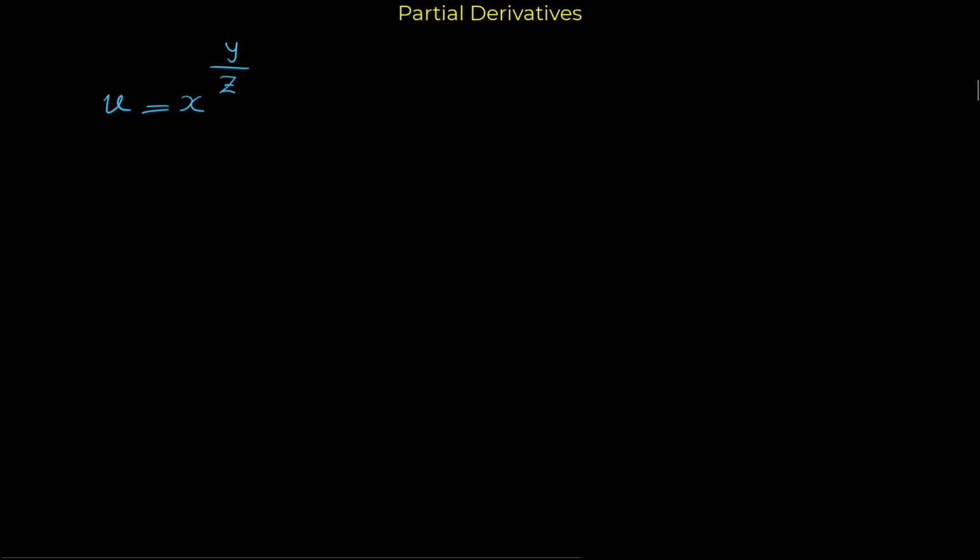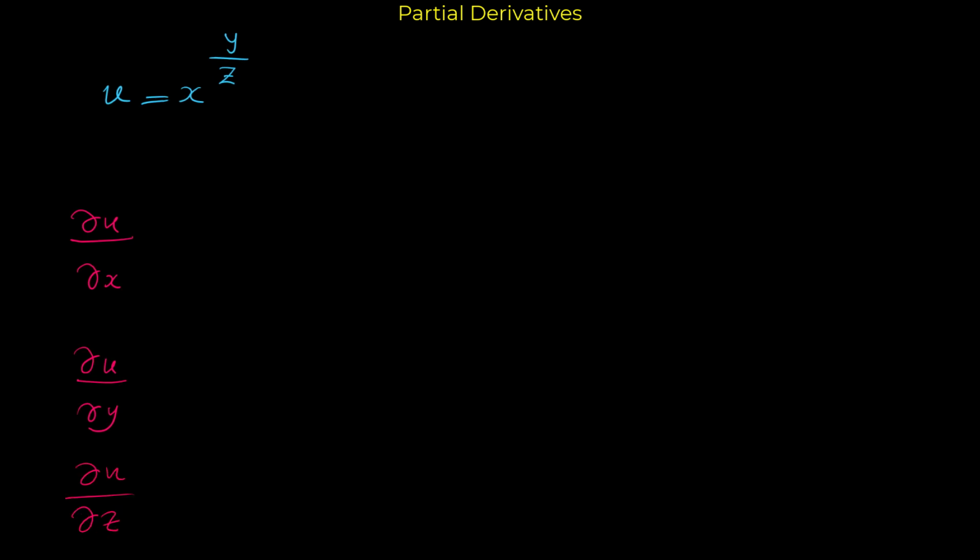So it was better that we had u of x, y, z equals x to the y over z. Then it was more clear that these are variables. But anyway, it's given in this form. So for this function, we have three partial derivatives: partial derivative with respect to x, partial derivative with respect to y, and partial derivative with respect to z.